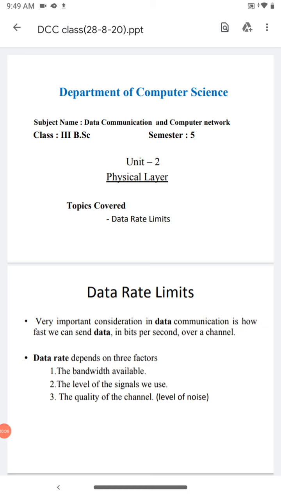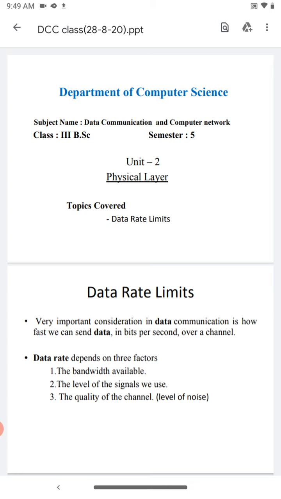In this session, we are going to discuss data rate limits. Last class, we discussed transmission impairment. Do you know what transmission impairment is? The signals travel through the transmission medium, which is not perfect. So, the imperfection causes signal impairment.